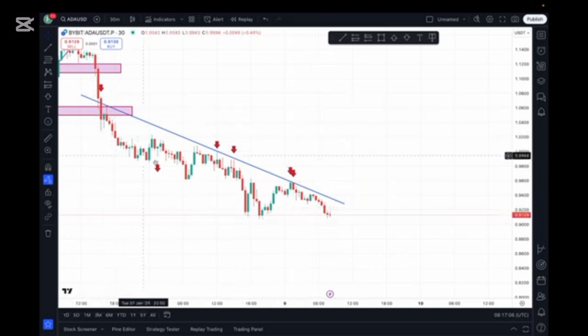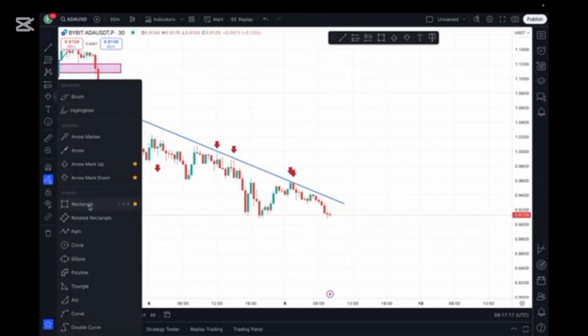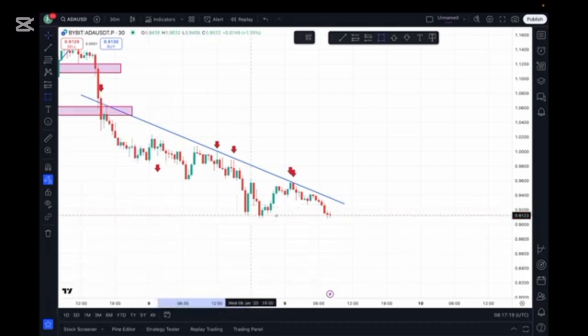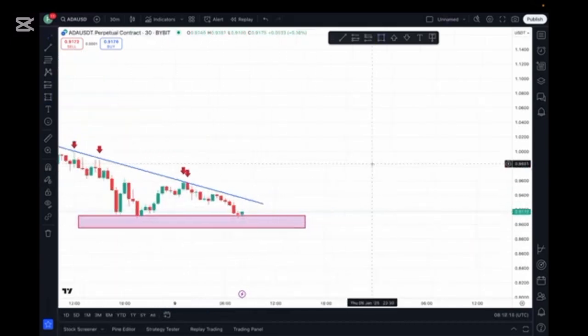So you can see that, okay, the market kept on moving down. I want to continue from here. You can also draw another key level right here because we have another key level here. So let me draw my rectangle. So just pick your rectangle and then I'll draw my rectangle right here. Because this is another key level that the market is trying to form right here.